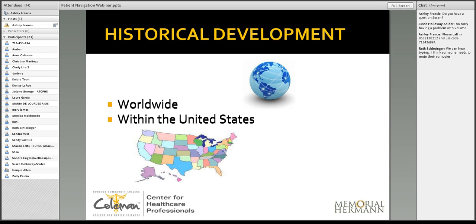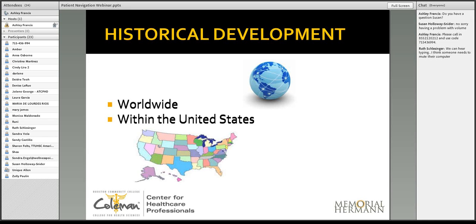In the United States, during the 1960s and the Great Society, there was legislation that included community health workers, so designated, for anti-poverty programs, and also during the 1960s, community health workers became a part of the Indian Healthcare Service.